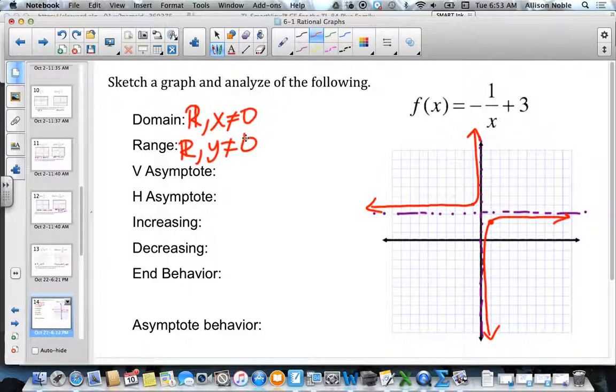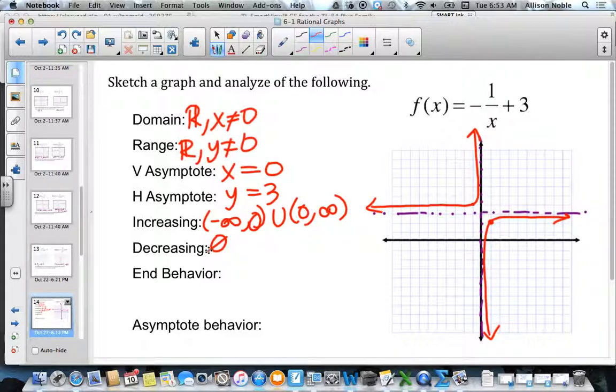Your vertical asymptote would be x is equal to 0. That's the line that we're dealing with. And your horizontal asymptote would be y equals 3 because it has shifted up 3. It is increasing from negative infinity to 0, and then again from 0 to infinity. So it's everywhere except for 0. It's never decreasing.